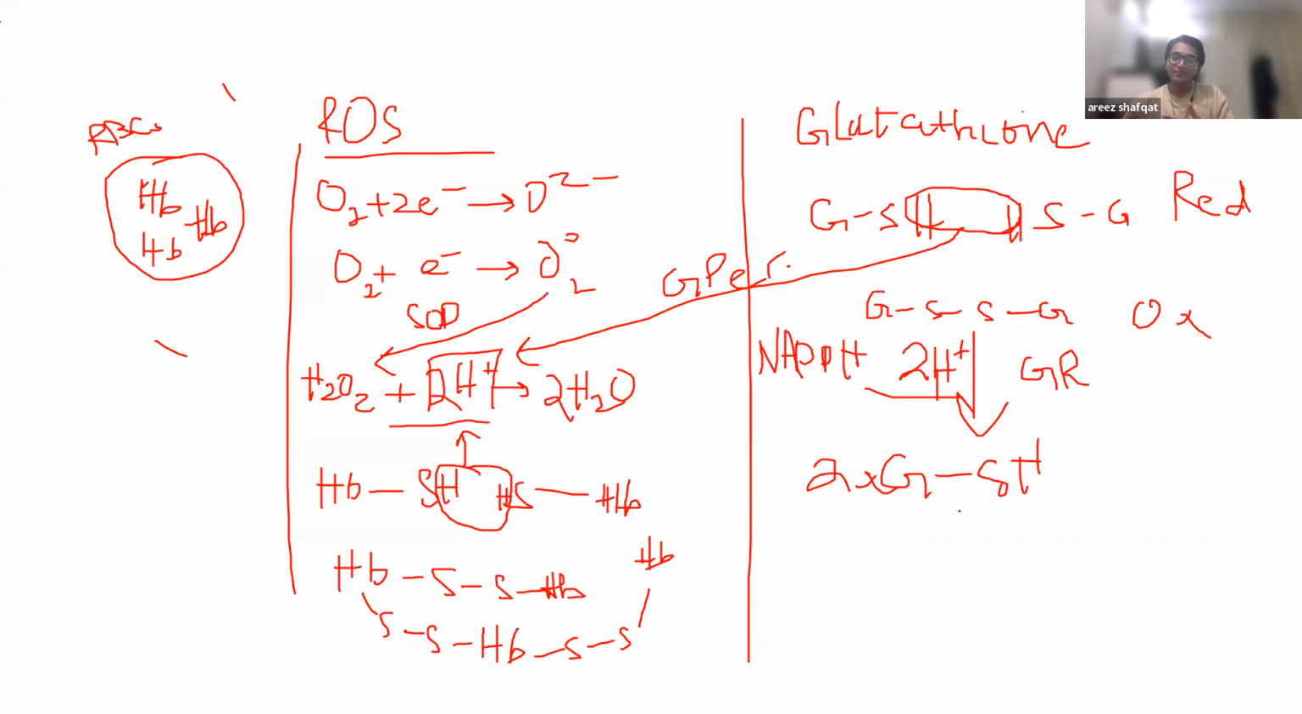And this way, the red blood cell, hemoglobin, is protected from hydrogen peroxide. Does that make sense to everyone? Because this is the major concept of this lecture. So if it makes sense, you've understood the lecture.